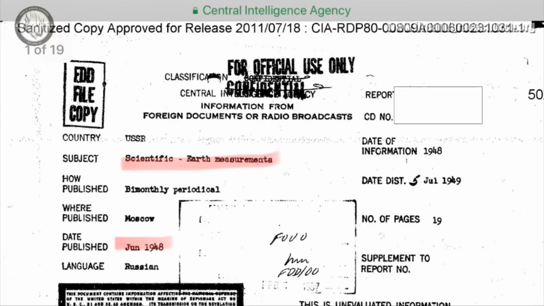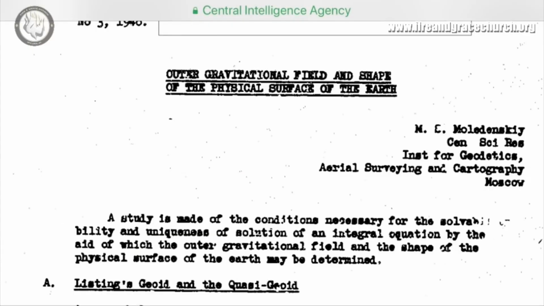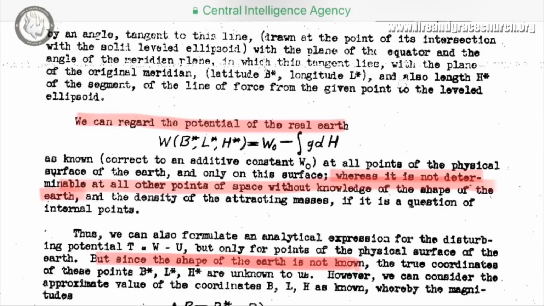Just so you can see, here's getting into it here. Now, notice the paper says, outer gravitational field and shape of the physical surface of the Earth. It gives this guy's name, some Russian guy, Central Science Research Institute for Geodetics, Aerial Surveying and Cartography, Moscow. Everybody see that? All right. You can go through this entire document if you want to. I'm just pulling out something that I found very interesting in 1948 from Russian scientists that was classified. They stated here that it is not determinable at all of the points of space without the knowledge of the shape of the Earth, but since the shape of the Earth is not known.